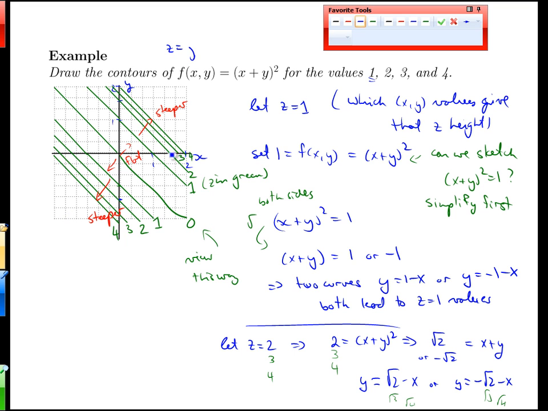So we can get some interesting shapes, and we can get to the idea of the surface behind those shapes by taking our function and picking representative z values and seeing what level curves we obtain, or what contours we obtain.